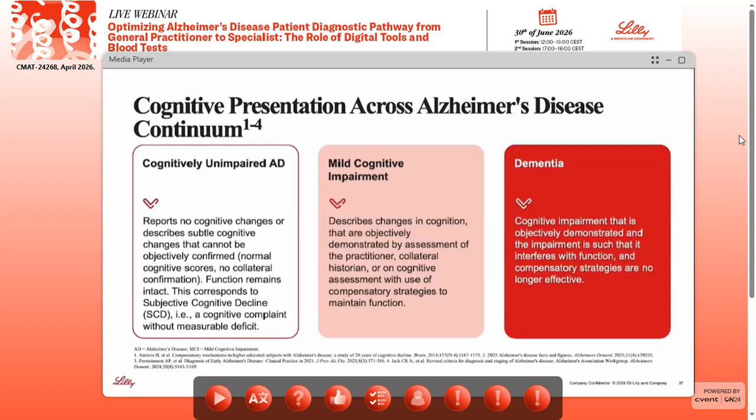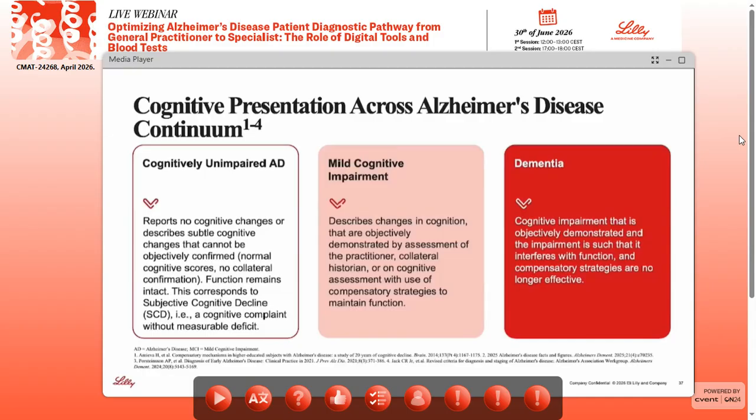So dementia defines cognitively impaired people who are no longer able to function independently. That means that their cognition is impaired to the point that they can't manage their basic activities of daily living and their instrumental activities of daily living.